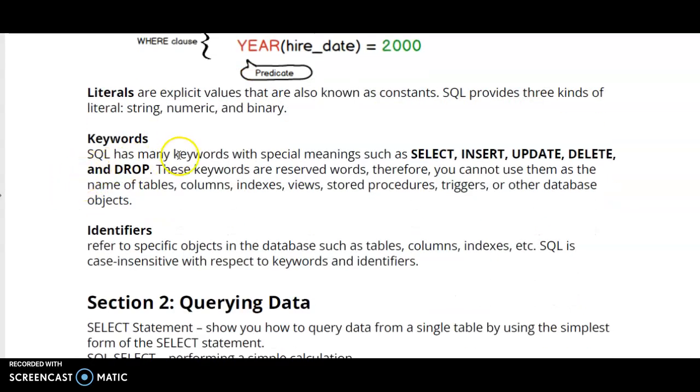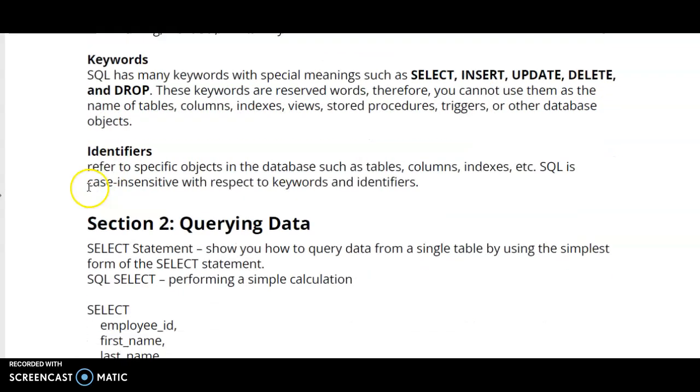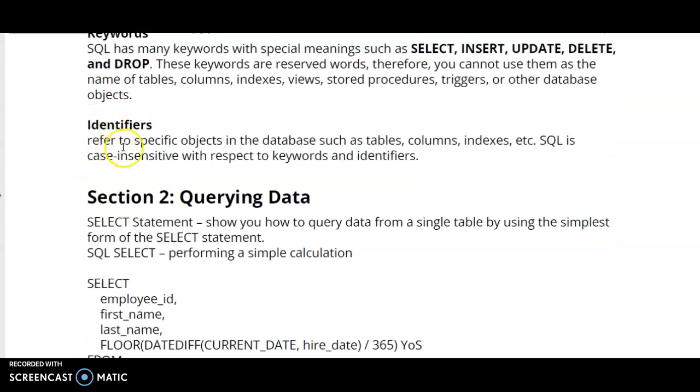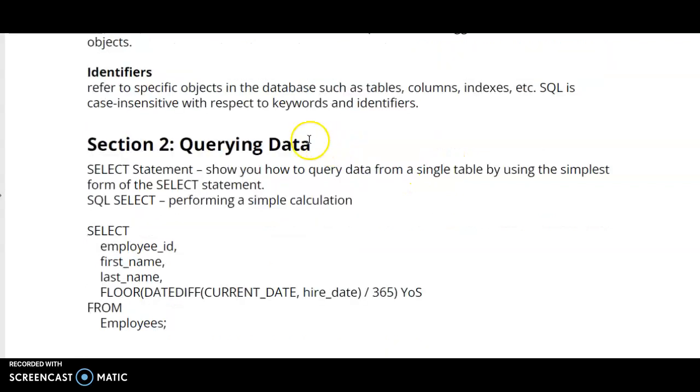Keywords. SQL has many keywords with a specific meaning, such as SELECT, INSERT, UPDATE, DELETE, and DROP. These keywords are reserved words, therefore you cannot use them as the names of tables, columns, indexes, views, stored procedures, triggers, or other database objects. Identifiers refer to a specific object in the database such as tables, columns, indexes, etc. SQL is case insensitive with respect to keywords and identifiers.